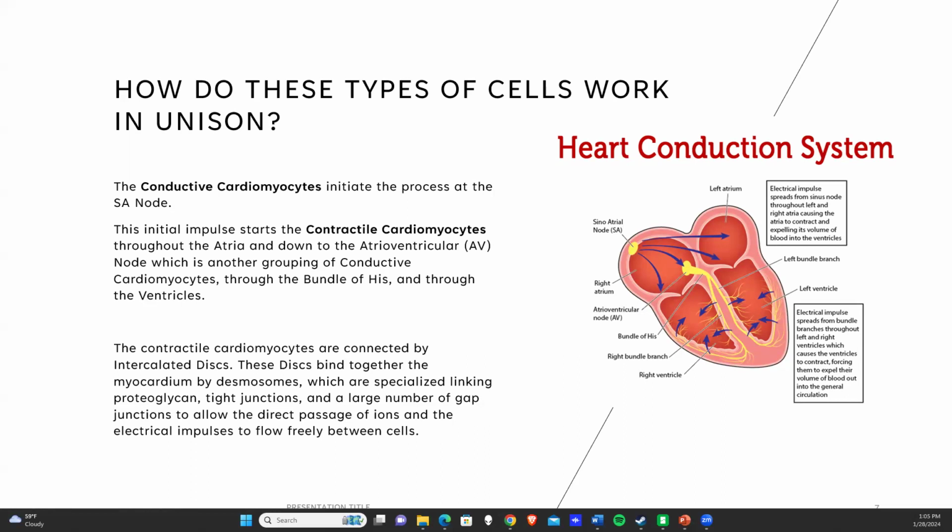And then also at those junctions, in order for the signal, or the action potentials, to jump from cell to cell more easily, they have what they call gap junctions. These junctions allow for the direct passage of ions between those cells. This allows the individual cells to contract in a more synchronized fashion and to rapidly transmit that electrical impulse across the cardiac muscle cells.